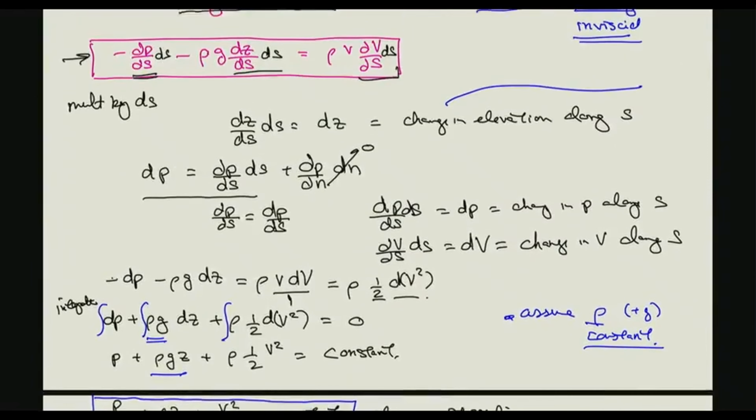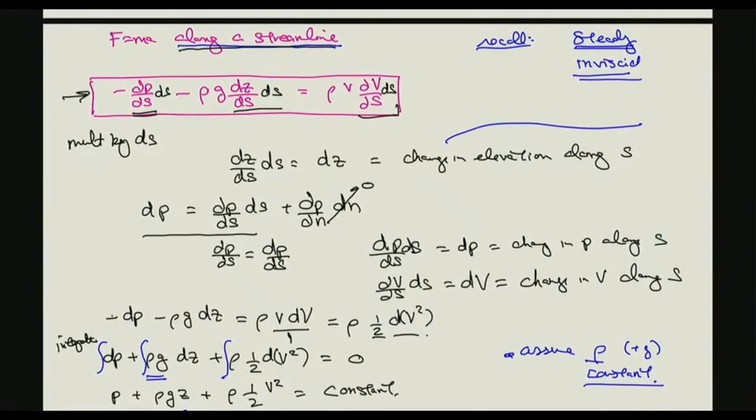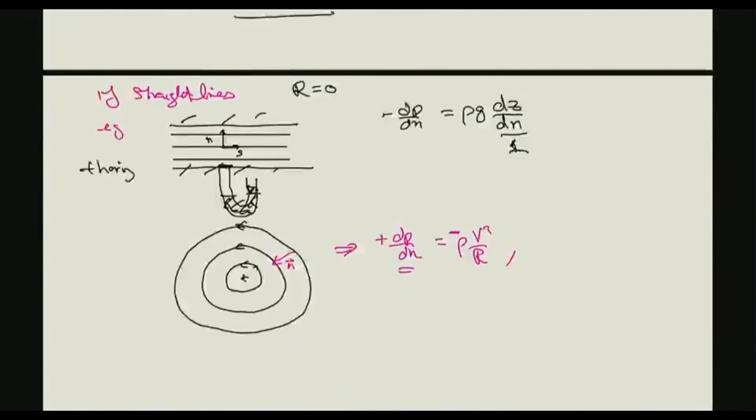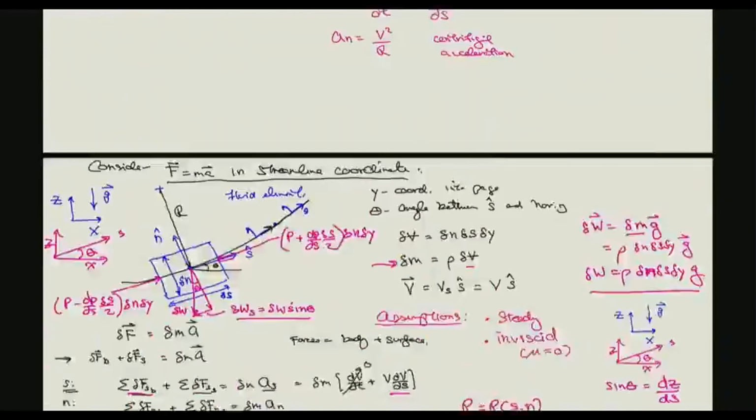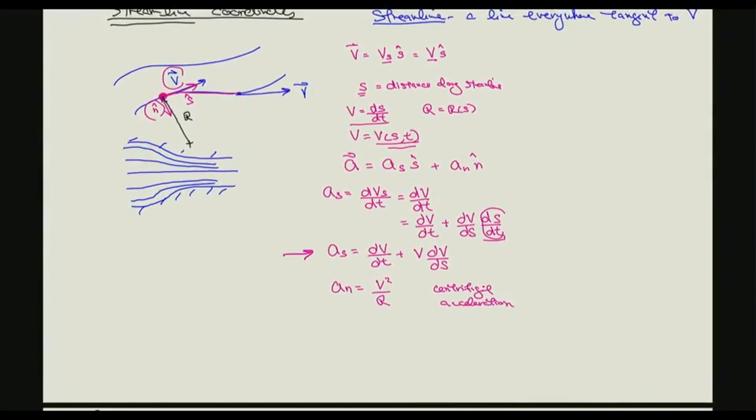Let me just note that the assumptions for steady and incompressible could be relaxed to get a more general form of the Bernoulli equation. So steady, where that assumption came in is here evaluating the acceleration. Okay, we could consider an unsteady Bernoulli equation if we just left this term in there.